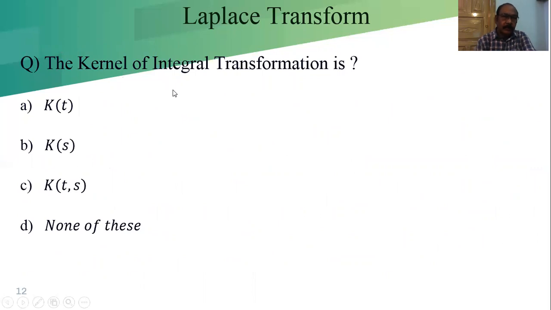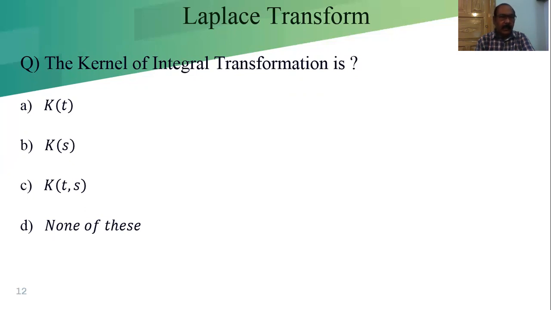Question: the kernel of integral transformation is, options A, B, C, D. A is KT, B is KS, C is KTS, D is none of these. What would be the answer of this? I am providing the time for this.